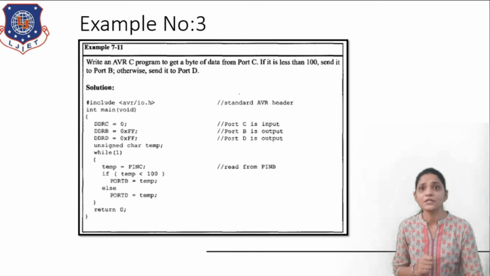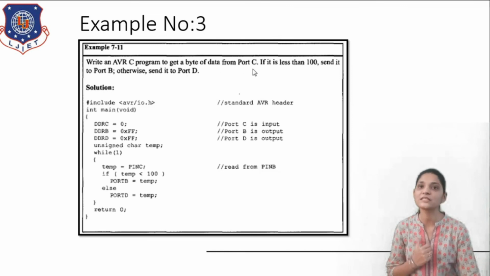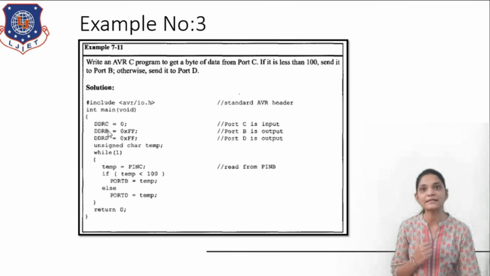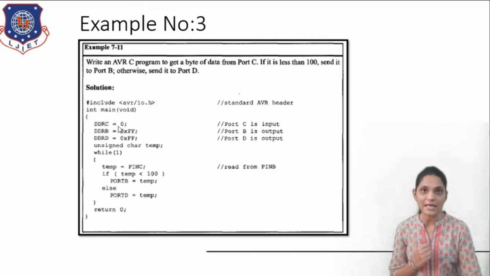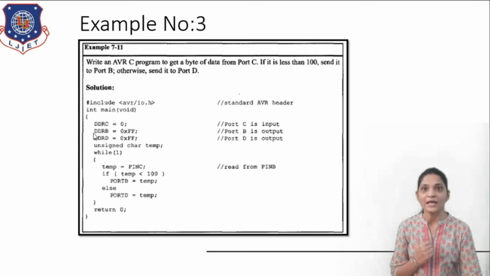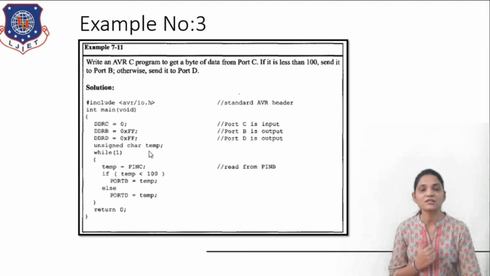Let us see another example in which we have to write the AVR C program to get the byte data from port C, that means port C is the input port, and if it is less than 100 then send it to port B, otherwise send it to port D. So your port B and port D are the output ports and port C is the input port. So include the header file, and then in the main function make port C an input port by using 0x00, and make port B and port D output ports by using 0xFF, 0xFF. And then use one temporary character for getting this data from port C and then transfer it to port B or D depending upon the condition.